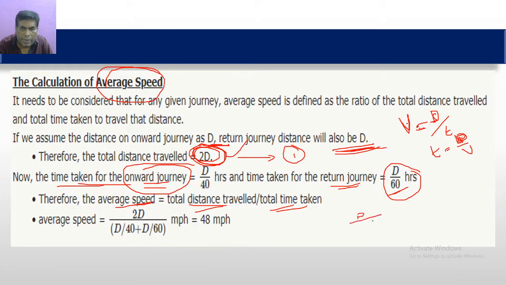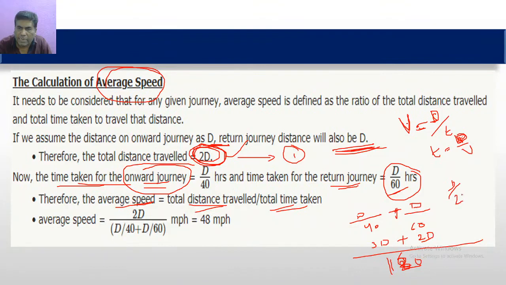What is the value of d by 40 plus d by 60? We have to take the LCM. What is the LCM of 40 and 60? 120. 40 3s are 120, so 3d. 60 2s are 120, so 2d. So 3d plus 2d, 5d by 120. How much will we get? After cancellation, we will get d by 24.